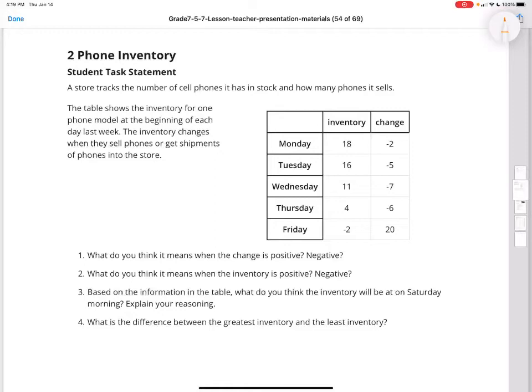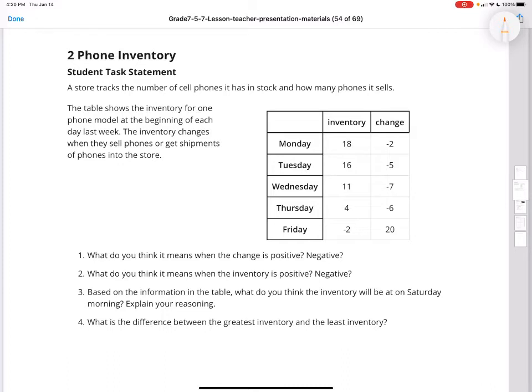Okay, guys, let's look at the second student task statement called phone inventory. A store tracks the number of cell phones it has in stock and how many phones it sells. The table shows the inventory for one phone model at the beginning of each day last week. The inventory changes when they sell phones or get shipments of phones into the store.